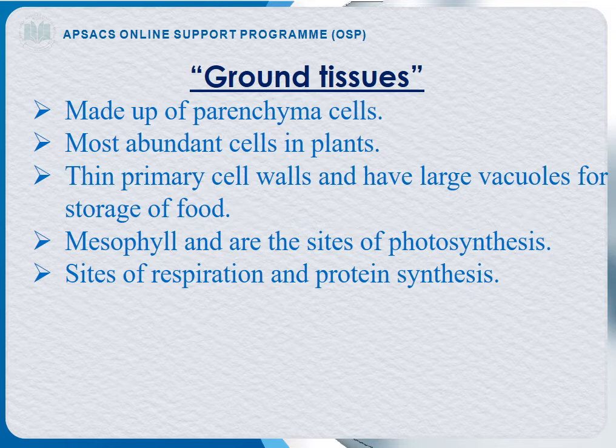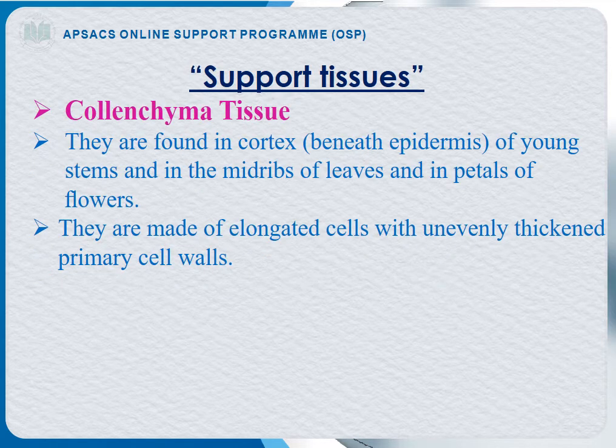Ground tissues. Ground tissues are simple tissues made of parenchyma cells. Parenchyma cells are the most abundant cells in plants. Overall, they are spherical but flat at points of contact. They have thin primary cell walls and have large vacuoles for storage of food. In leaves, they are called mesophyll and are the sites of photosynthesis. In other parts, they are the sites of respiration and protein synthesis.